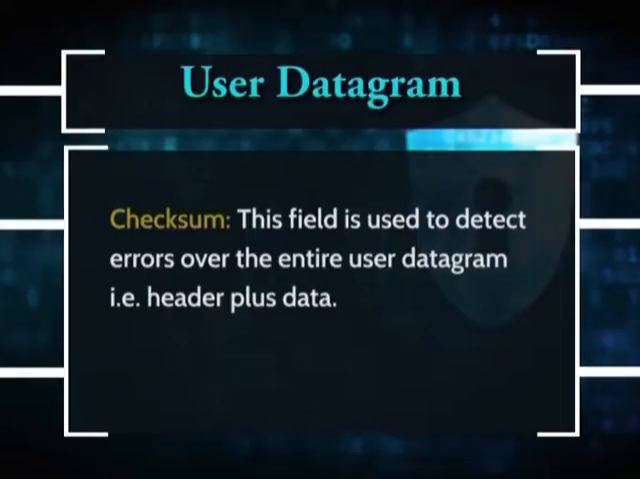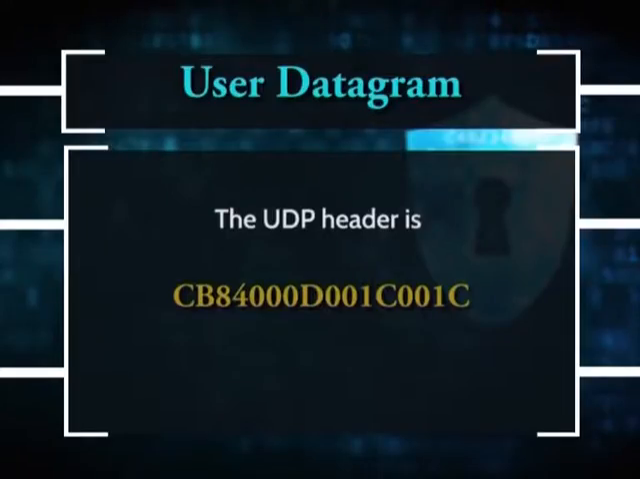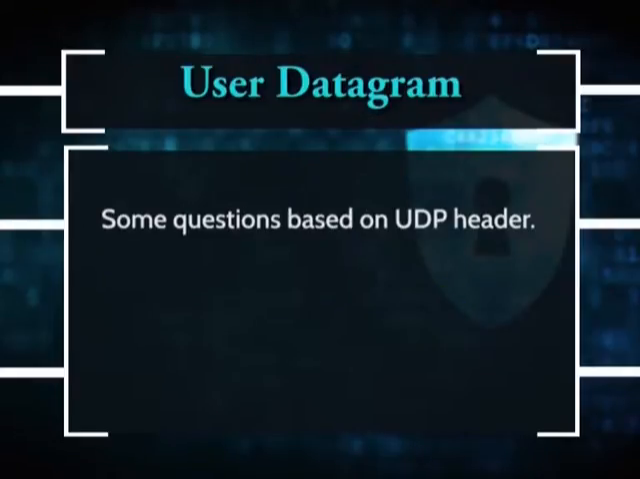Next, checksum. This field is used to detect errors over the entire user datagram, that is header plus data. I will discuss the dump example of UDP header in hexadecimal format. The UDP header is CB84000D001C001C. Some questions based on this UDP header.